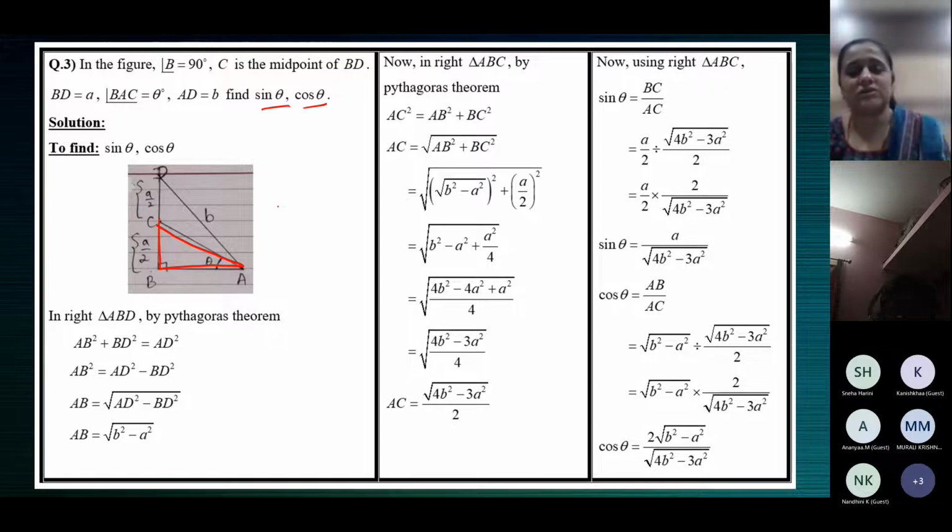Sin theta, cos theta. We need to find this. Identify the triangle which has this acute angle theta. So this is the triangle ABC. Do we know all the sides of this triangle? No, we do not know.